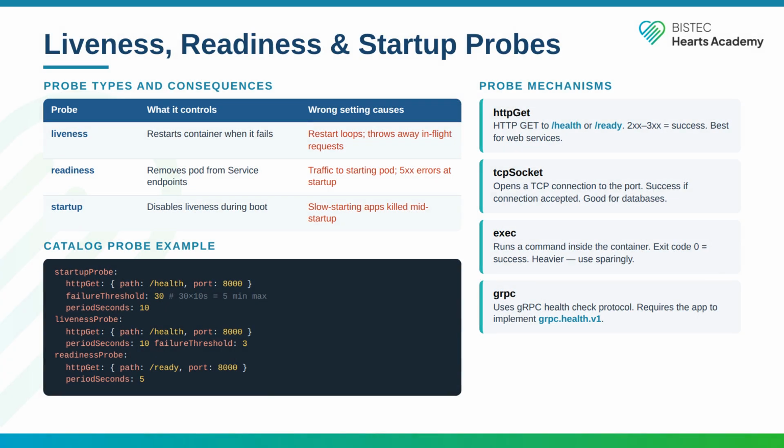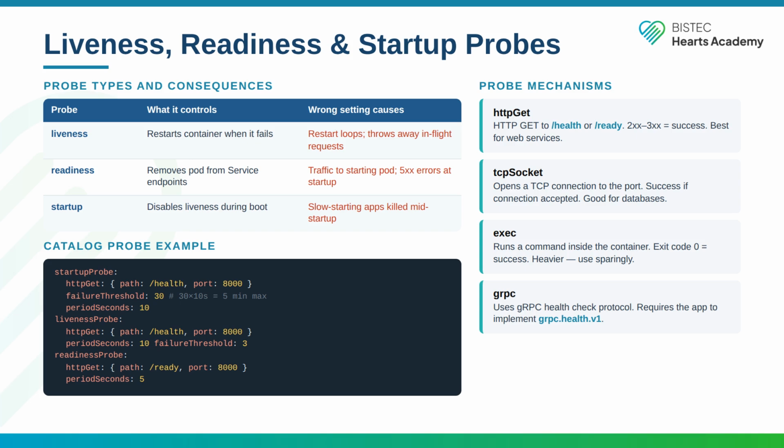Probes are how Kubernetes knows whether your container is healthy, ready for traffic, and finished starting. Getting them wrong is one of the most common causes of production incidents. Liveness probe. Kubernetes restarts the container when this fails. If you set the liveness probe path to /health, but your health endpoint is actually at /healthz, every probe fails, every container restarts, and you have a CrashLoopBackOff with a perfectly healthy application.